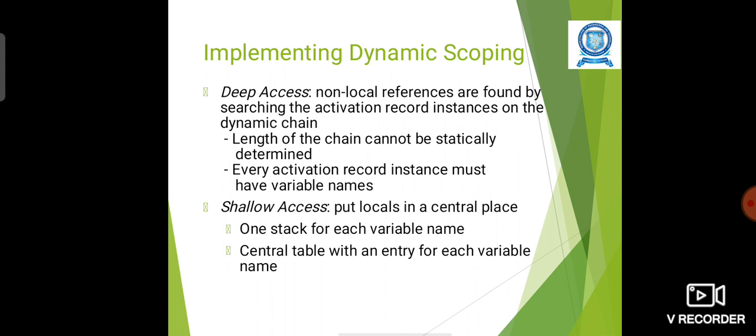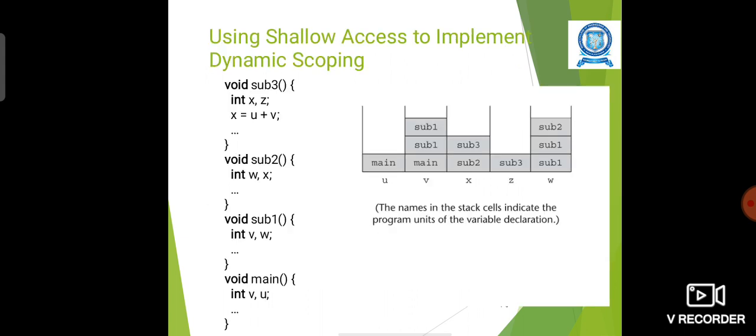Shallow access. Put locals in a certain place. One stack for each variable name. Central table with an entry for each variable name. Using shallow access to implement dynamic scope.